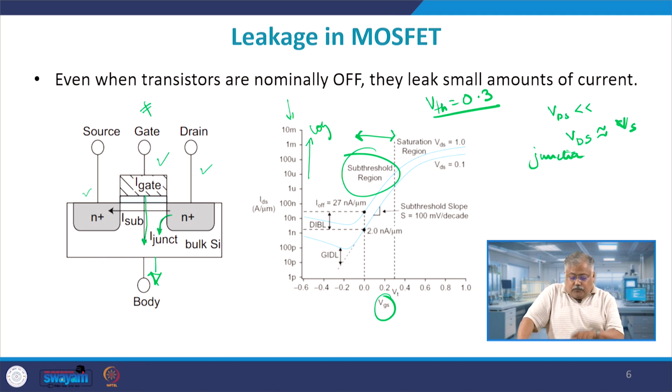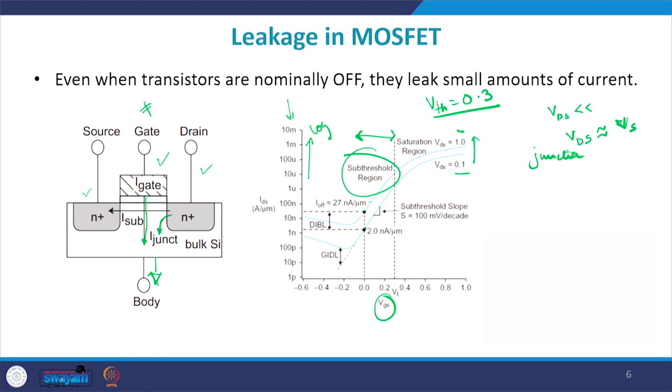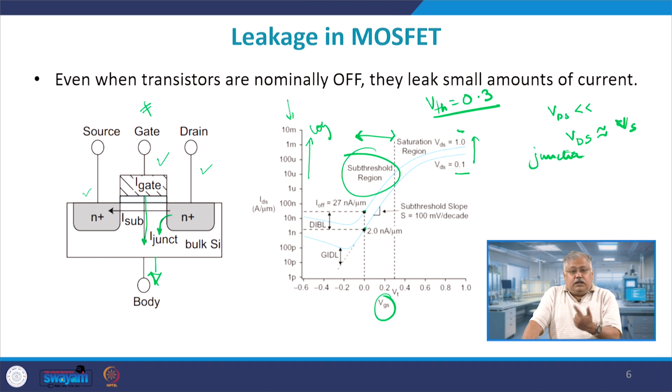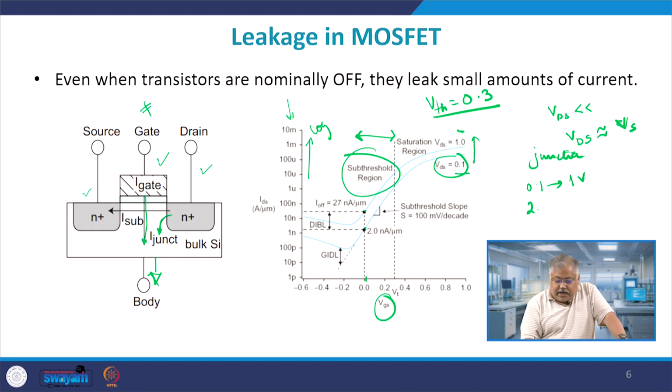Now if you look, as the VDS is increased from 0.1 to 1 volt, your off current has actually increased from 2 nanoampere per micrometer, normalized with respect to width, to approximately 27 nanoampere per micrometer. So if your width is, let us say, 1 micron, then if you raise your VDS from 0.1 to 1 volt, you get leakage current at 0 bias. At 0 bias you expect the device to be off, but what is happening is that for a low value of VDS equal to 0.1 you get 2 nanoamperes of current. For 1 volt you get about 30 nanoamperes, or even 27-28 nanoamperes of current.